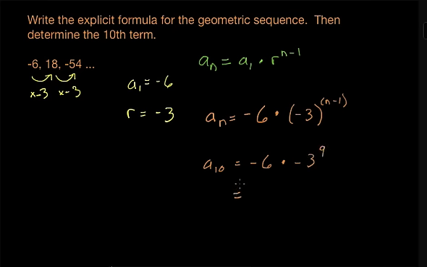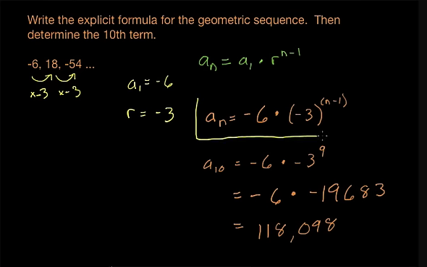And we know that a negative number raised to an odd power is going to be a negative number, so we'd expect a negative number. Negative 3 to the 9th is -19,683. And now when we multiply that by negative 6, we get a positive number, 118,098. So we've answered our question. Here's the explicit formula for the sequence, and here is our 10th term.